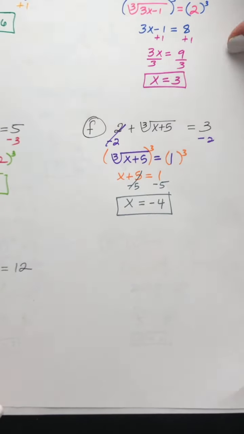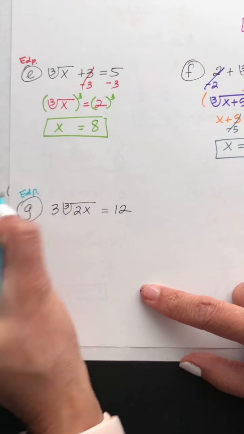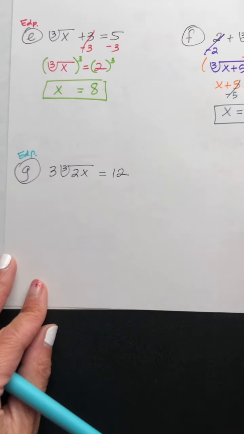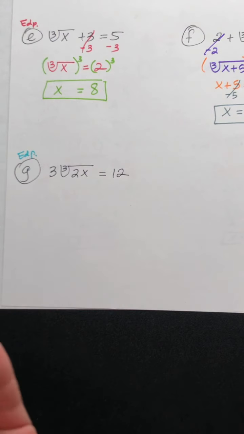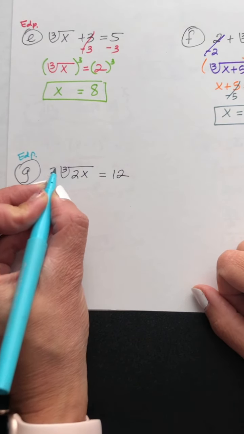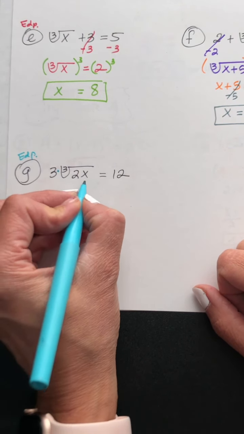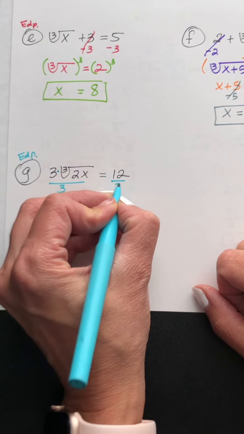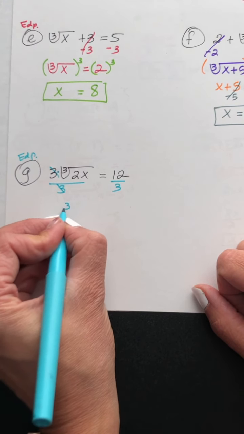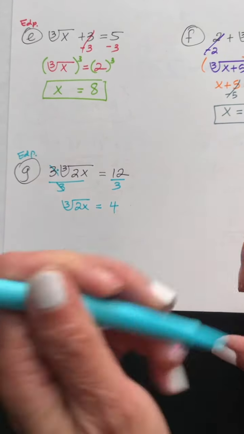Last one. I will make you guys do this one on Edpuzzle. So I'll write myself a note. So we've got 3 times the cubed root of 2x equals 12. We need to isolate the cubed root first, which means I got to get rid of the 3. It's next to the radical, so that means it's being multiplied. So I got to undo the multiplication by dividing. So we'll get the cubed root of 2x equals 4.